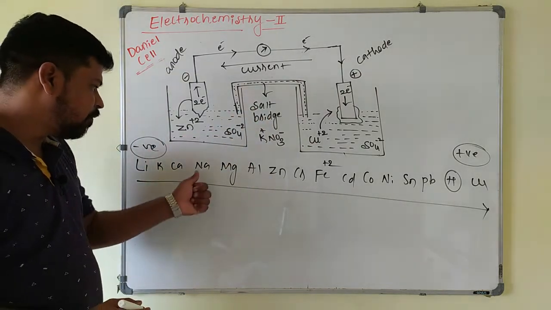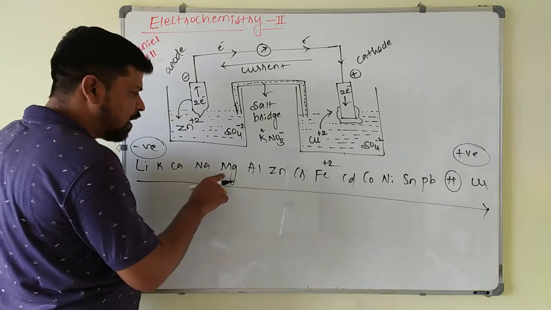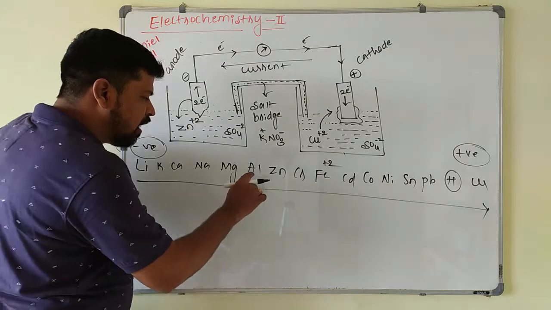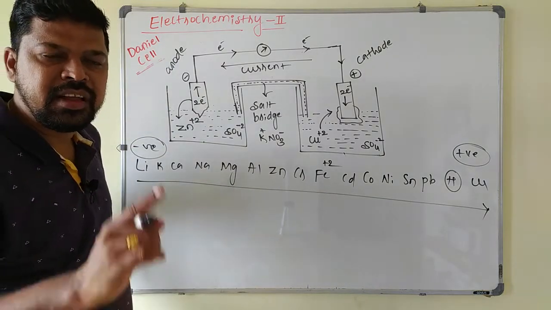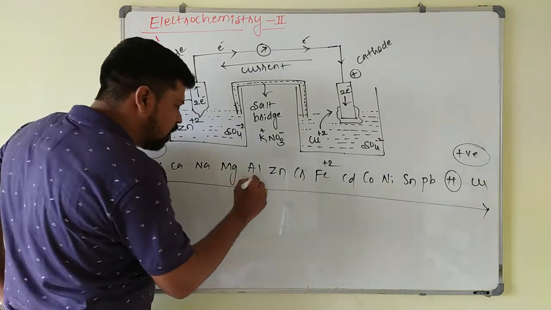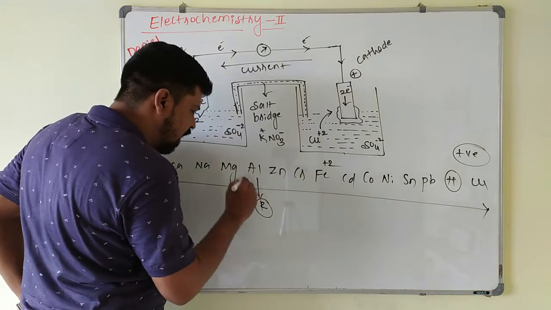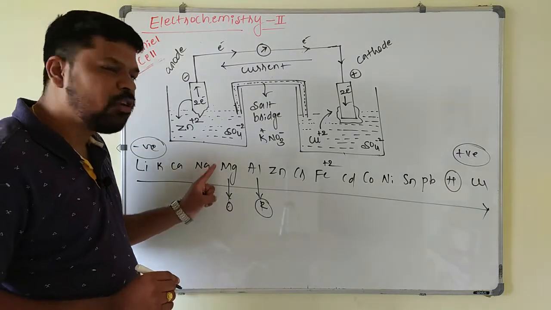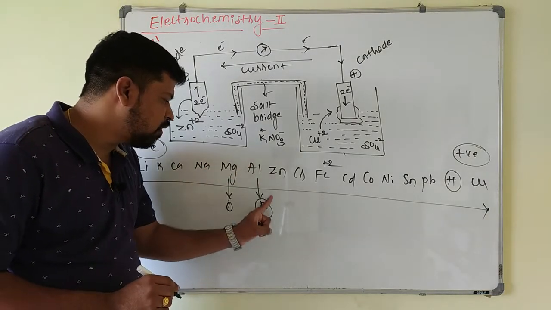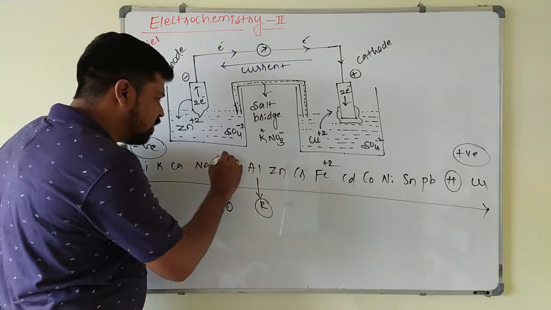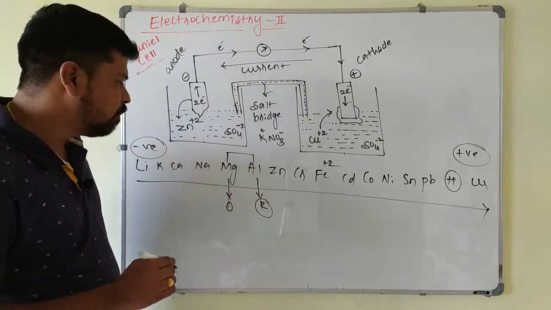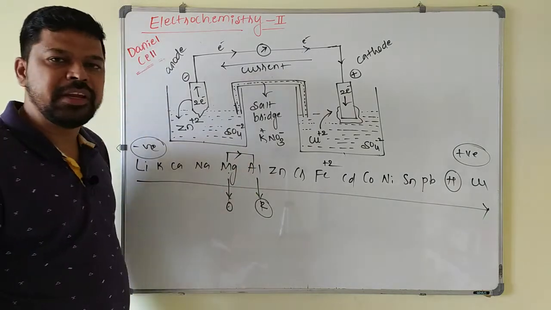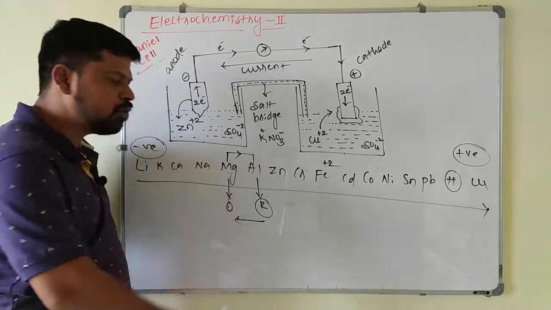Suppose you couple the single electrodes of magnesium and aluminum. Which will undergo oxidation and which will undergo reduction? The one on the right side in the electrochemical series must undergo reduction. So aluminum undergoes reduction, and magnesium undergoes what? Oxidation. Undergoing oxidation means it will form the oxidation half cell, and undergoing reduction means it will form the reduction half cell. These two are connected with an external conducting wire, and the electrons will flow from magnesium to aluminum, and the current will flow in the opposite direction.